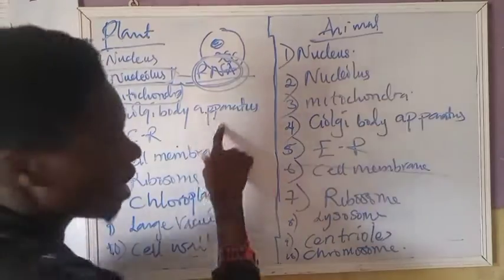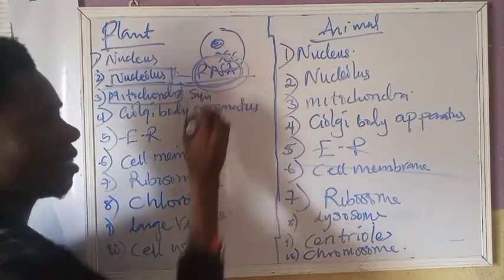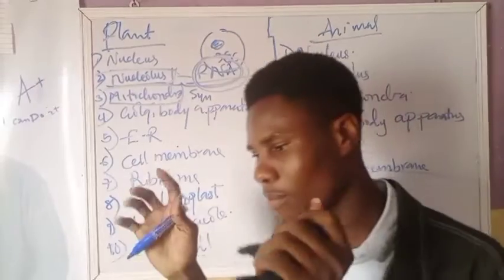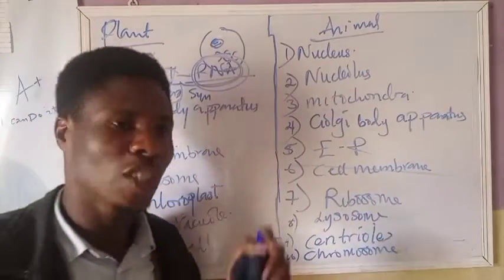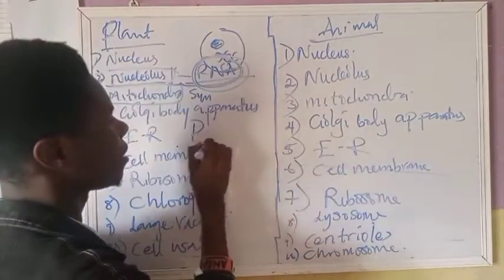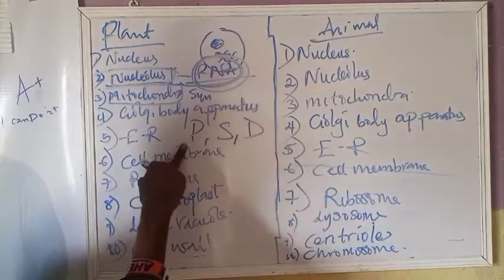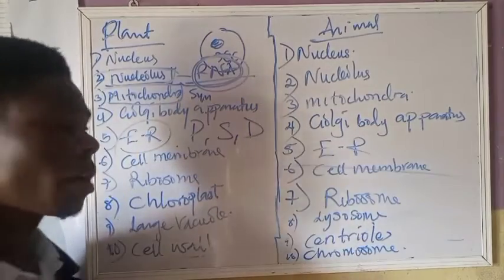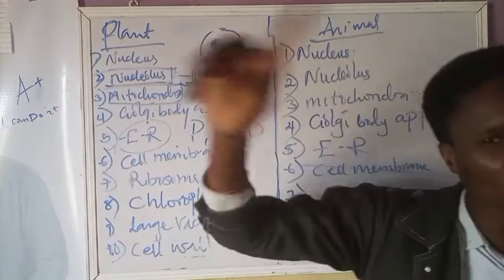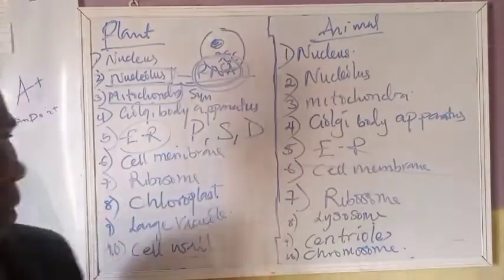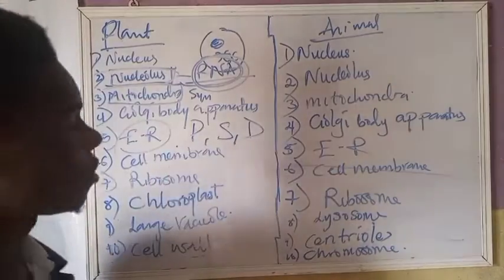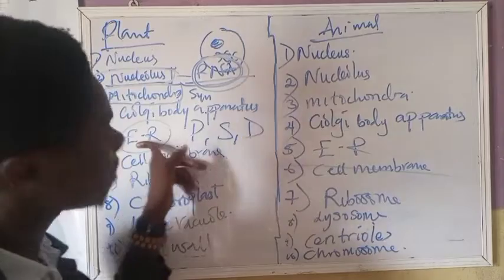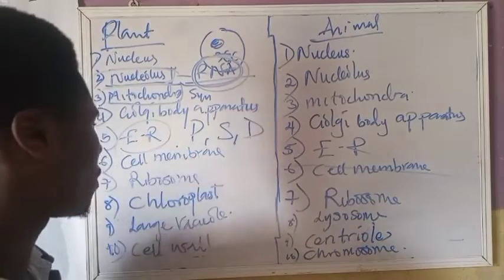So Golgi body apparatus, their function is that it helps in synthesizing, packaging, and distribution of material within the cell. Look at it: packaging, synthesizing, PSD, packaging, synthesizing, and distribution of material within the cell. Endoplasmic reticulum, their function is that they help in transportation of materials. They are different from Golgi body apparatus. Those ones package, synthesize, that is, produce, and distribute. But endoplasmic reticulum only transports.